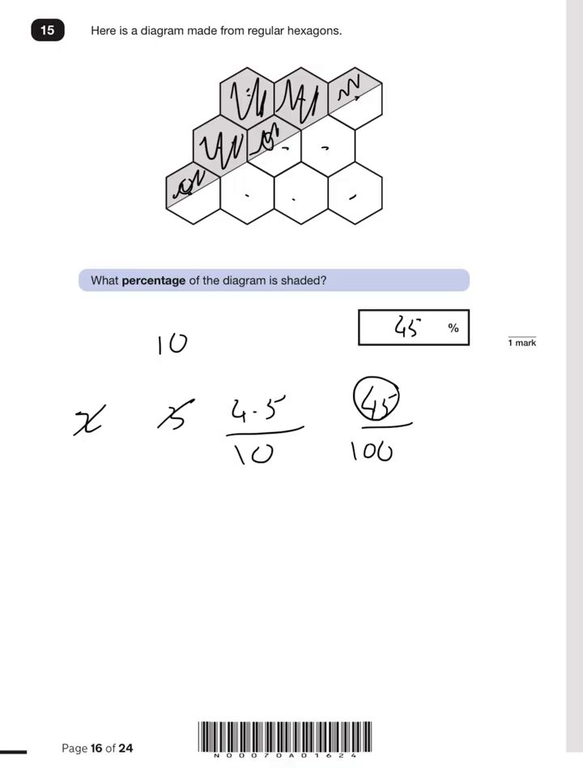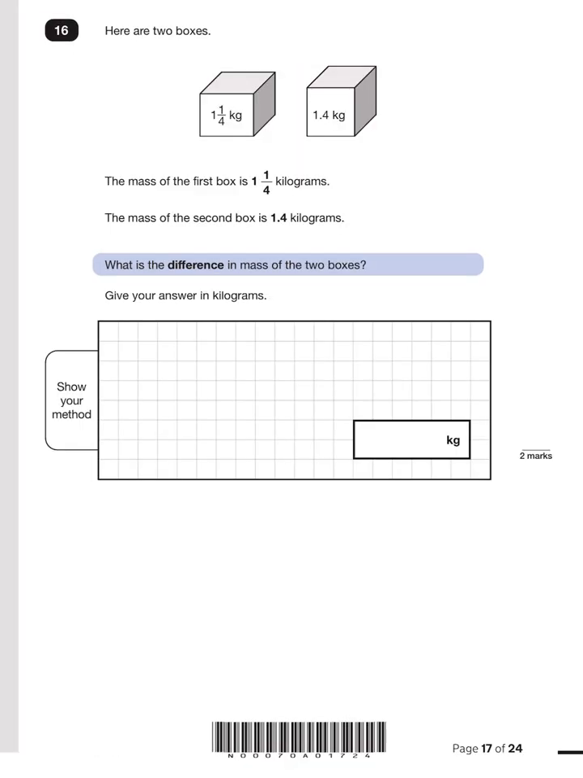Number 16. Here are 2 boxes. 1.25 kilograms and 1.4 kilograms. The mass of the first box is 1.25, the second 1.4. What is the difference in mass of the 2 boxes? 1/4 kilograms is 250 grams, or 0.25 kilograms.